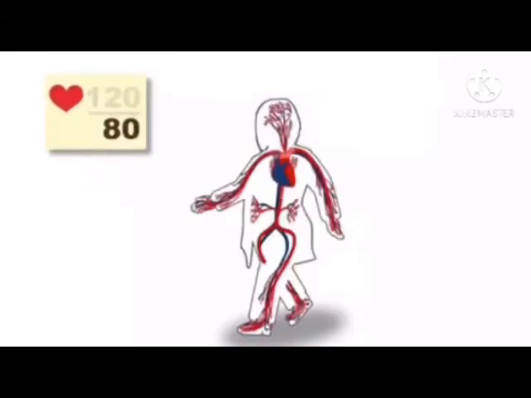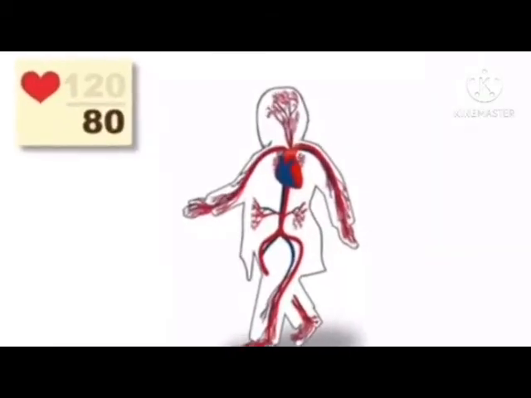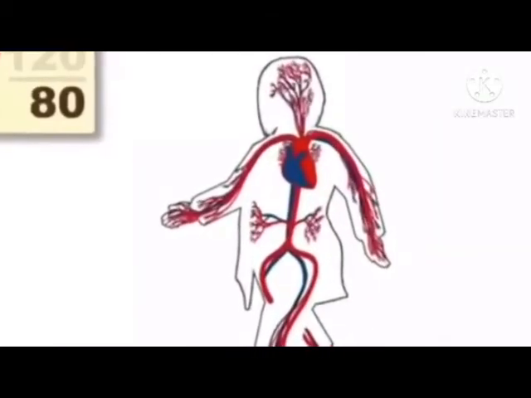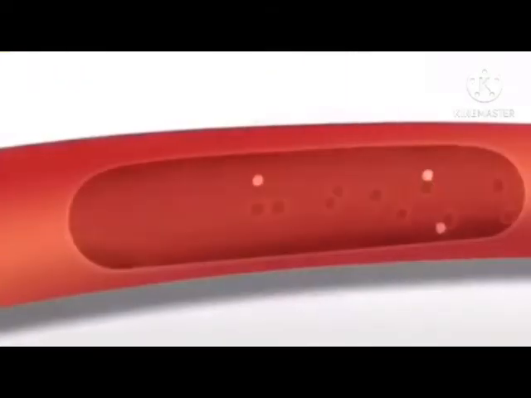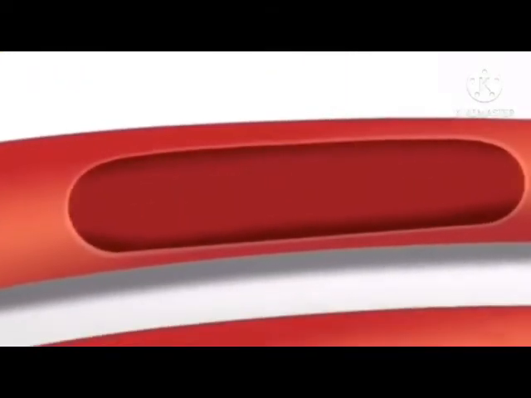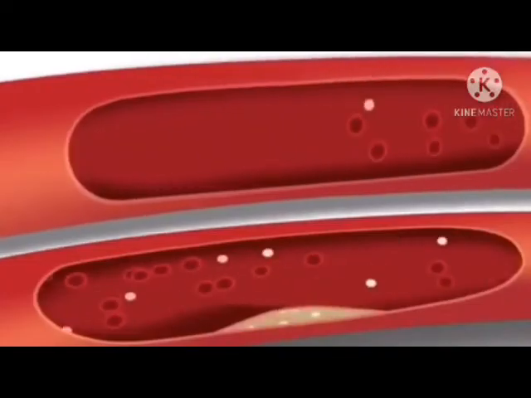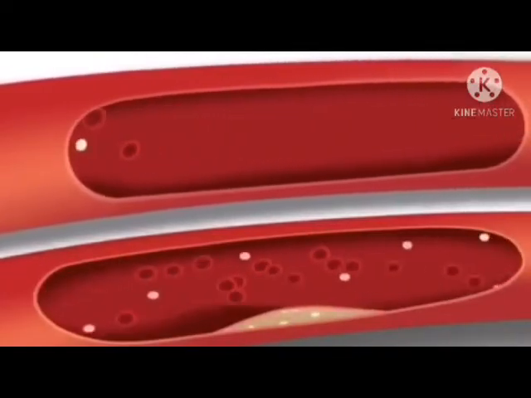The top number, or systolic pressure, is pressure when your heart beats. The bottom number, or diastolic pressure, is the pressure when your heart relaxes. Healthy blood vessels can stretch to allow for these changes in pressure. Damaged blood vessels are less stretchy, which increases blood pressure.